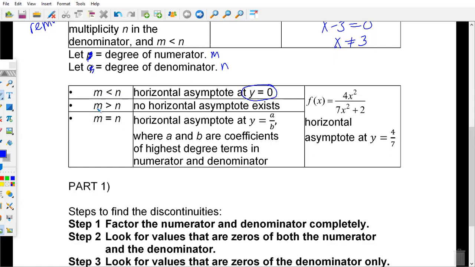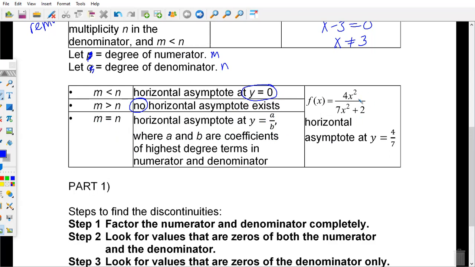Okay, if your M is greater than your N, then what does it say? No horizontal asymptote. We will worry about what it means later in pre-cal. For algebra 2, we just got to worry about no. The last rule is if M equals N, so if the degree of your numerator equals the degree of your denominator, then you have a horizontal asymptote at y equals a divided by b. And a and b are your coefficients, so just the numbers.